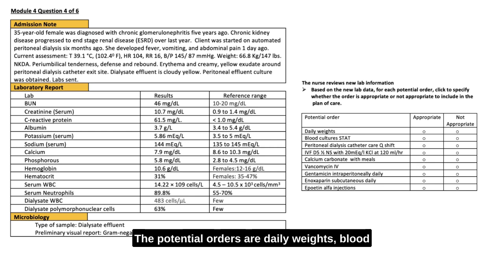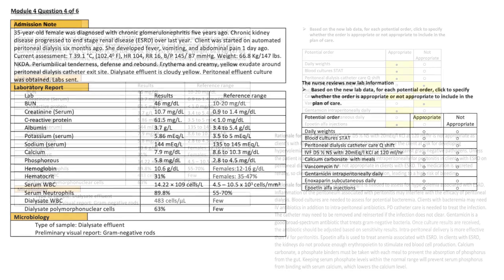The potential orders are: daily weights, blood cultures stat, peritoneal dialysis catheter care Q shift, IVF D5 1/2 normal saline with 20 milliequivalent per liter potassium chloride at 120 milliliters per hour, calcium carbonate with meals, vancomycin intravenously, gentamicin intraperitoneally daily, enoxaparin subcutaneous daily, epoetin alpha injections.